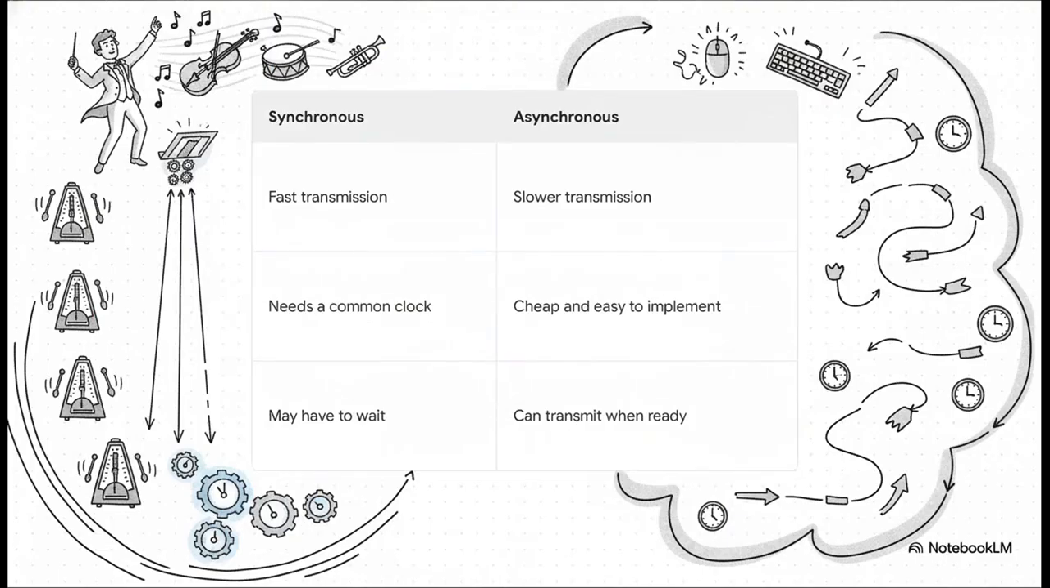So data can be sent in two main ways. You've got synchronous transfer, which is super fast and works on a shared clock beat, kind of like a perfectly synchronized orchestra where everyone plays at the same time. Then there's asynchronous, which is way more flexible. It doesn't need that shared clock and can just send data whenever it's ready. This is perfect for sporadic stuff like your mouse clicks or your typing. At the end of the day, it's a classic trade-off between pure speed and flexible convenience.